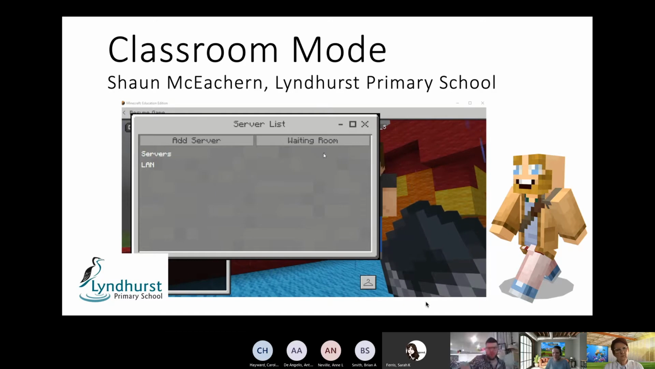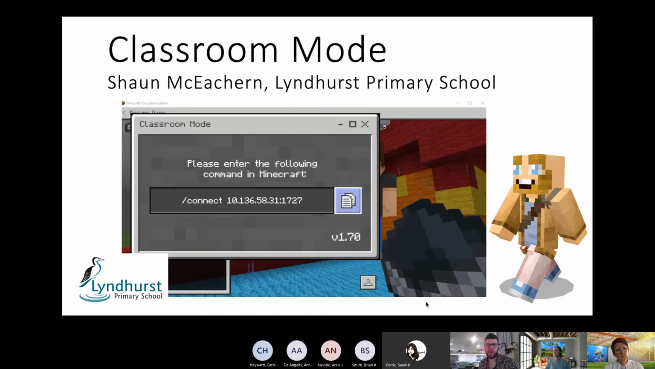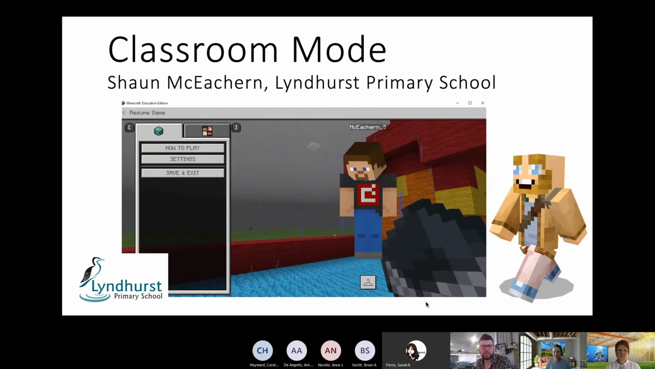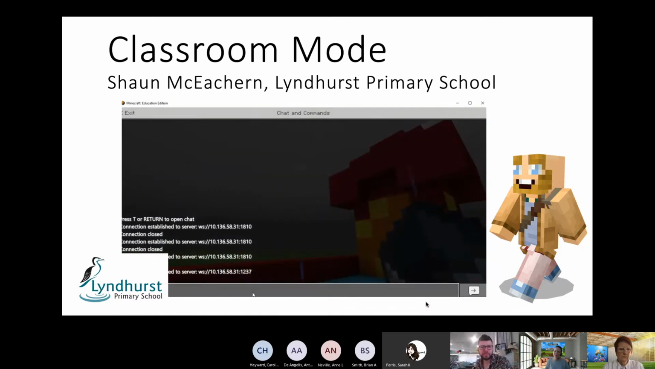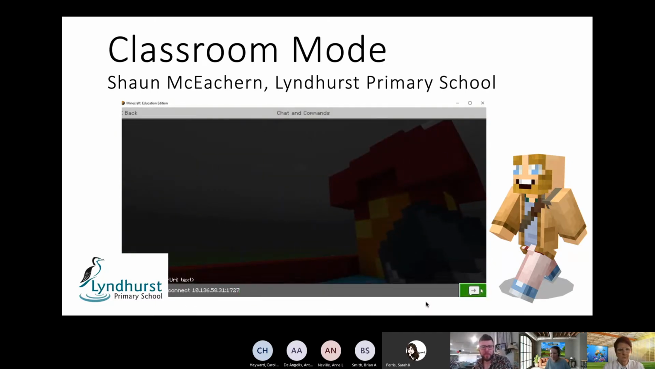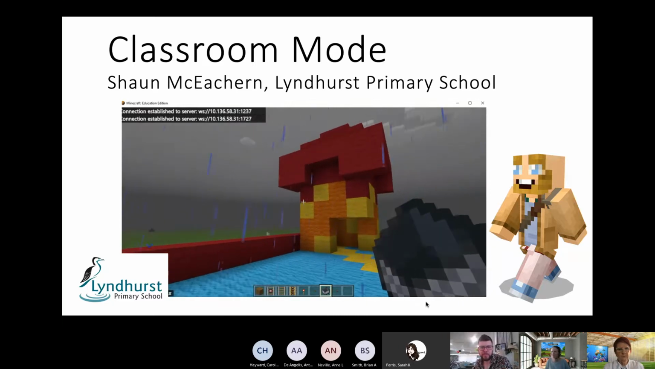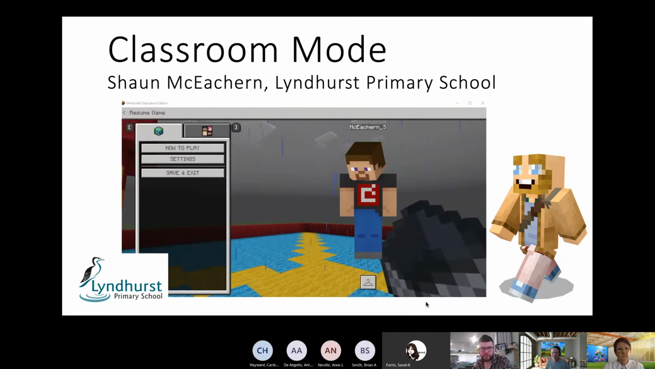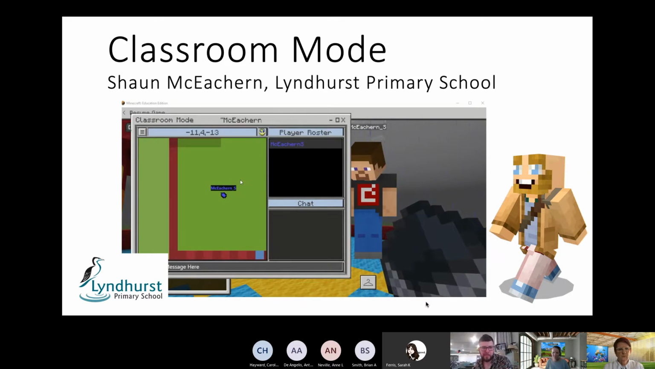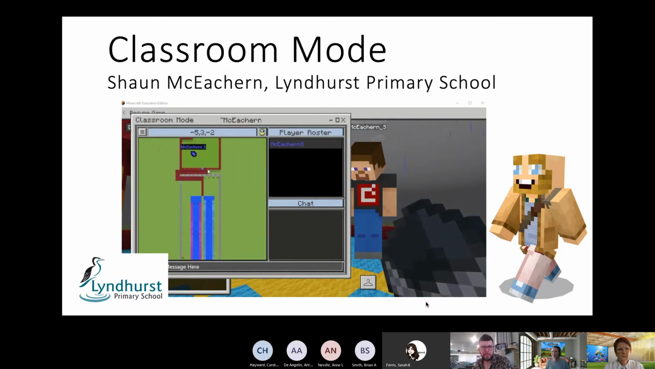Once it's logged in, I go to the waiting room and I simply copy this code, and this allows me to connect classroom mode with my world. So if I copy it, minimize that, and go back into my world, open the chat, I can just paste it in there and press enter, and the connection is established. And there it is here. So you can see my world here.